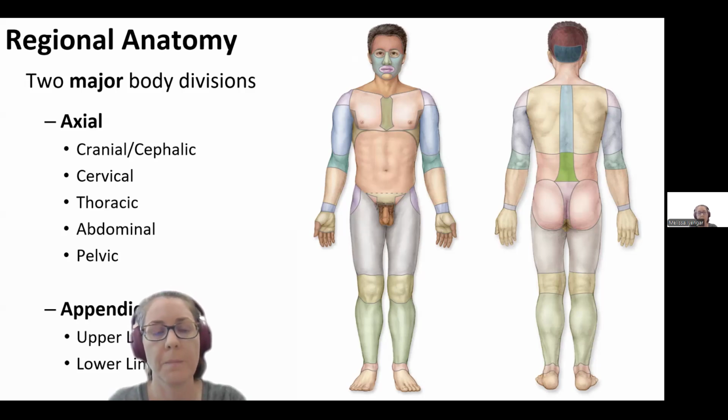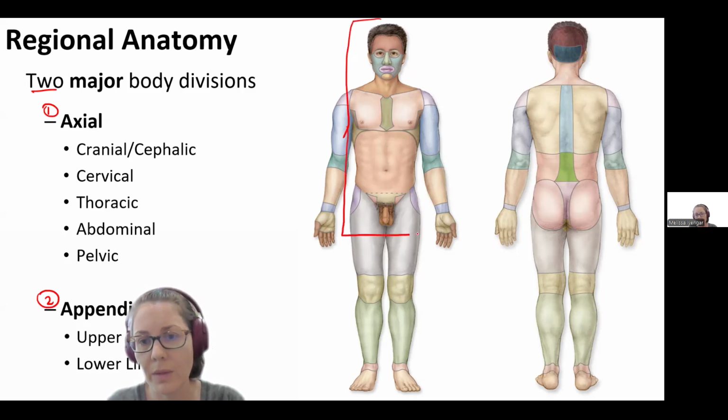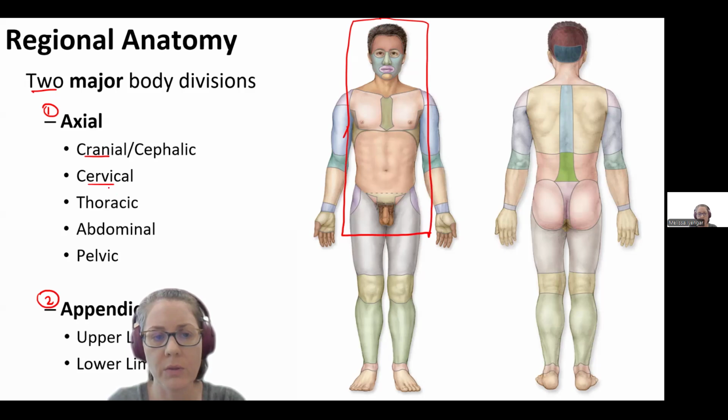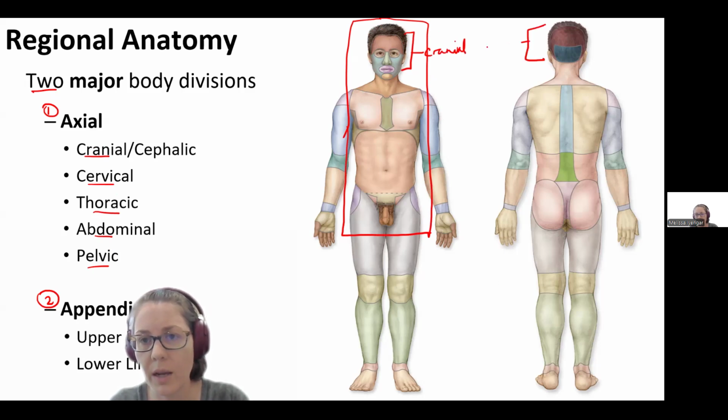So to start with, there are two major regions. One is called axial. Axial is right down the middle of the body. It is the axis of the body. You see how it has cranial, cephalic, thoracic, abdominal, and pelvic. So cranial is the head. This is cranial, and that would include the posterior side.